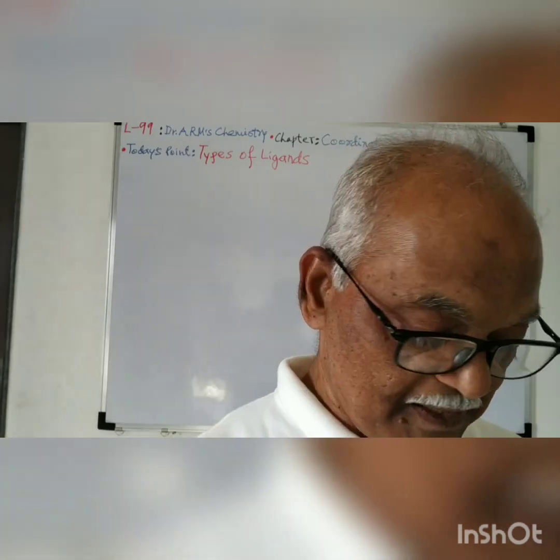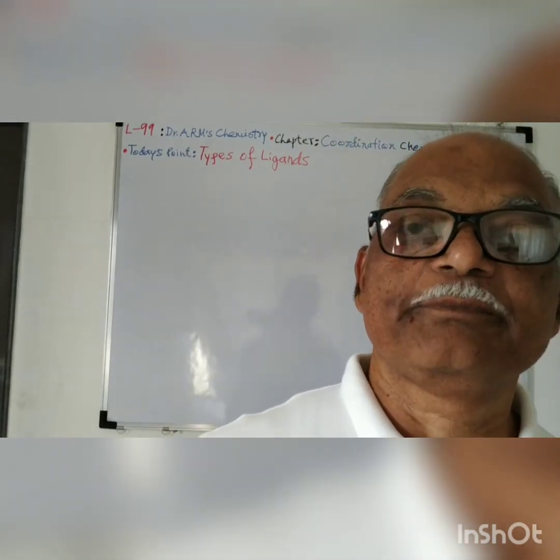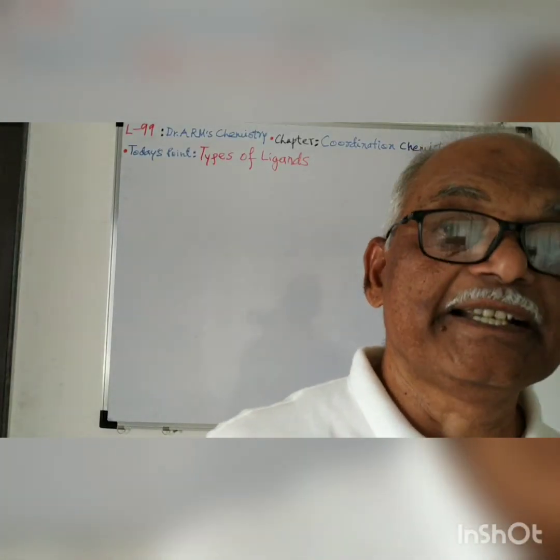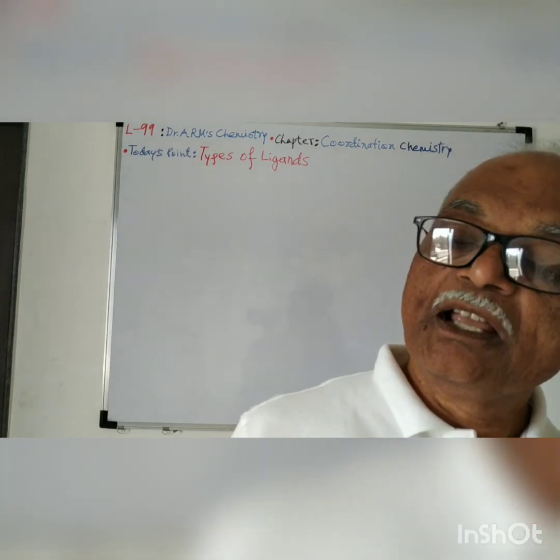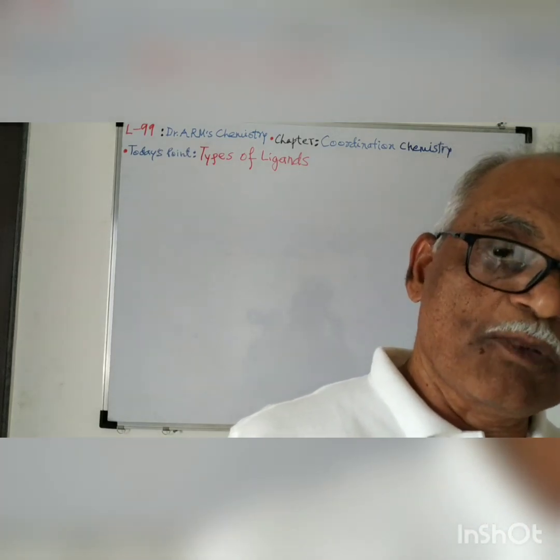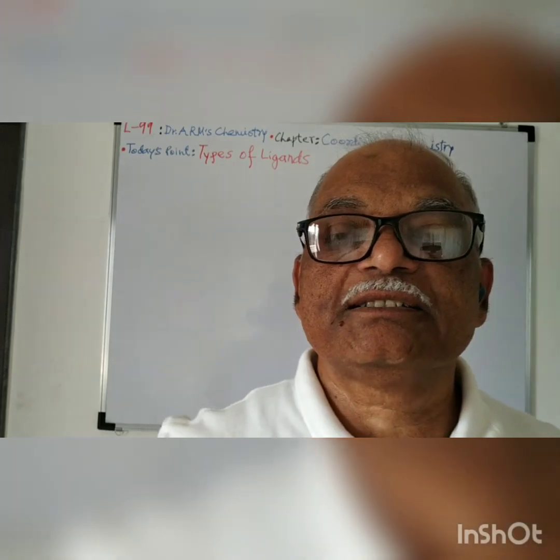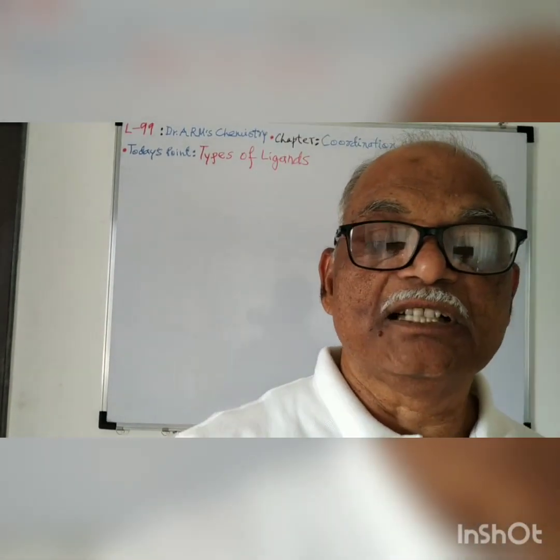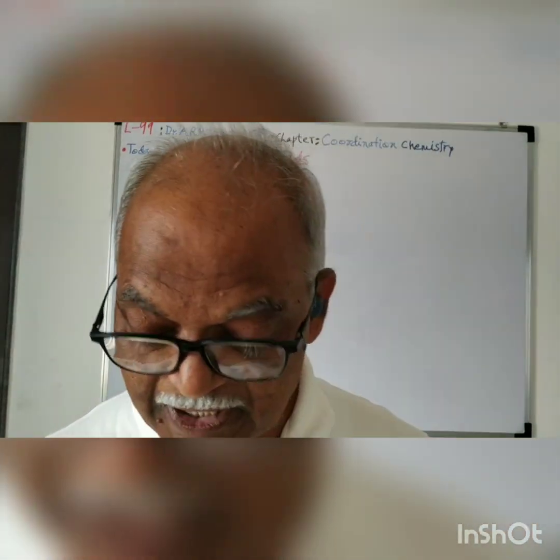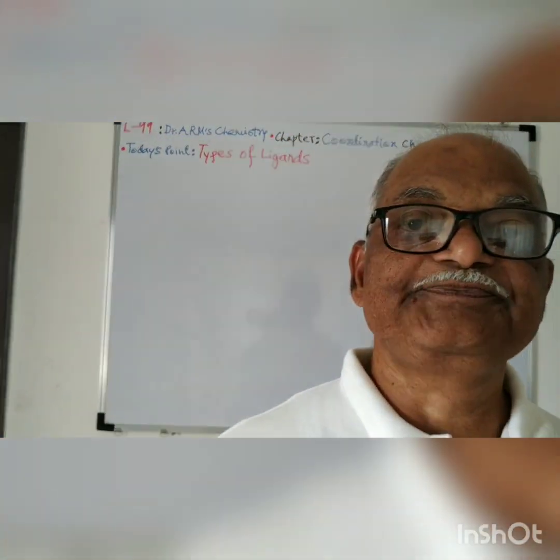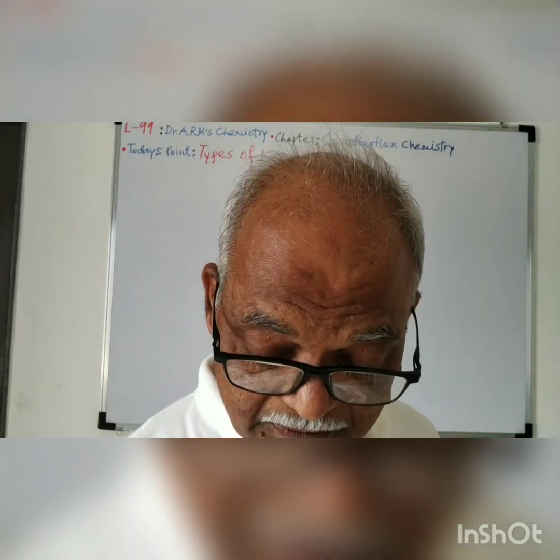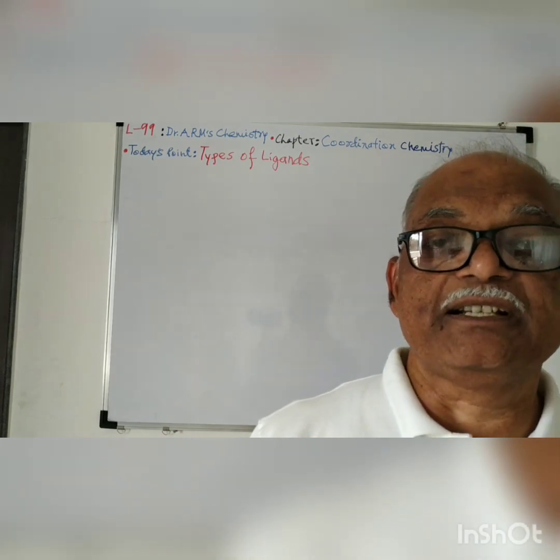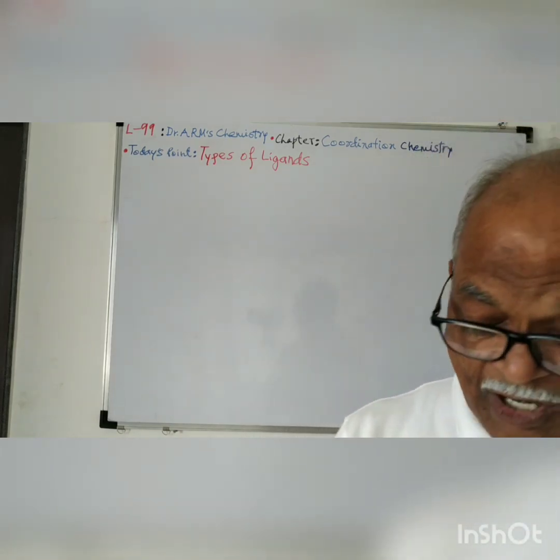Today we will discuss the next part of this topic, coordination chemistry, and that is ligands. In this part we will see the types of ligands, and before that we will see the simple difference between a complex and a double salt. First of all, we will see what is the difference between a double salt and a complex salt.